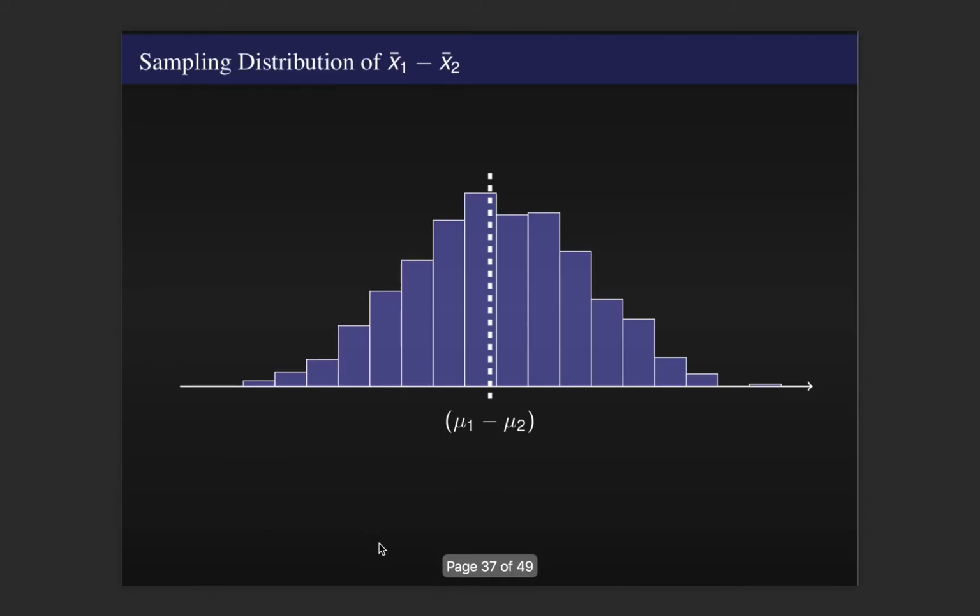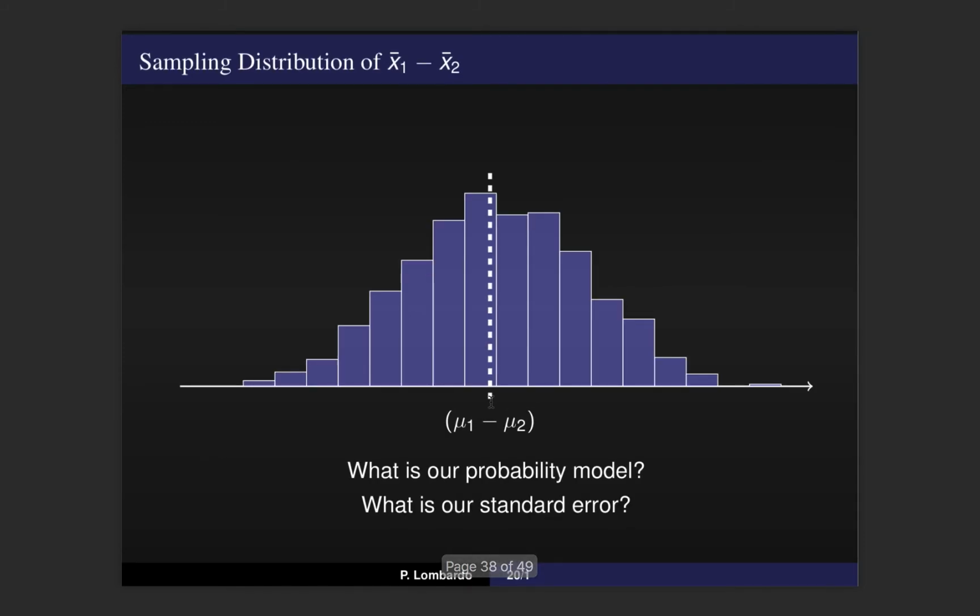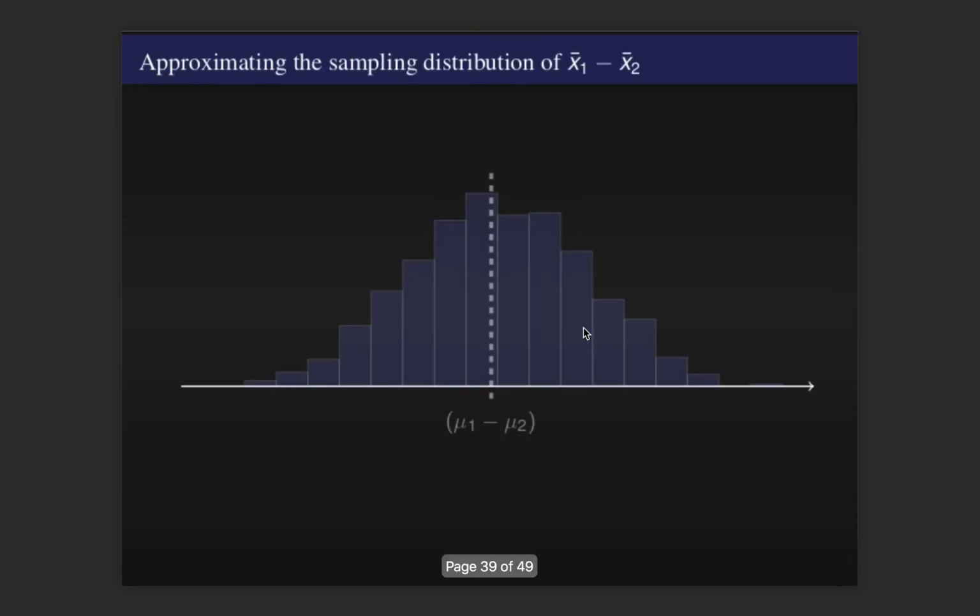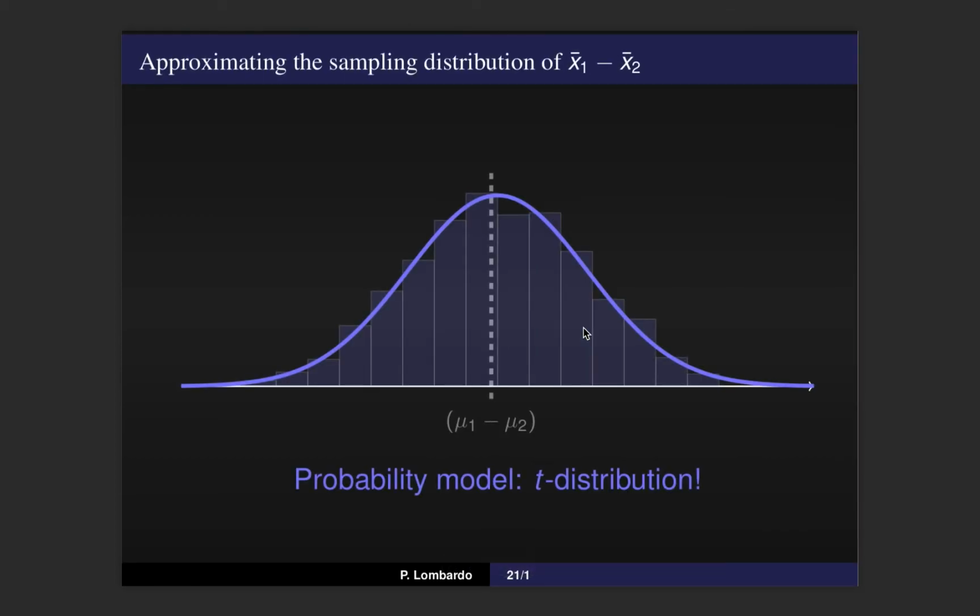So basically, the idea is the sampling distribution for the difference of sample means tends to have its peak around the difference in the population means. Now, under the null hypothesis that the means are the same, the peak here ends up being at 0. What's our probability model? What's our standard error, or the variation in the sampling distribution? It ends up having a nice t-distribution.